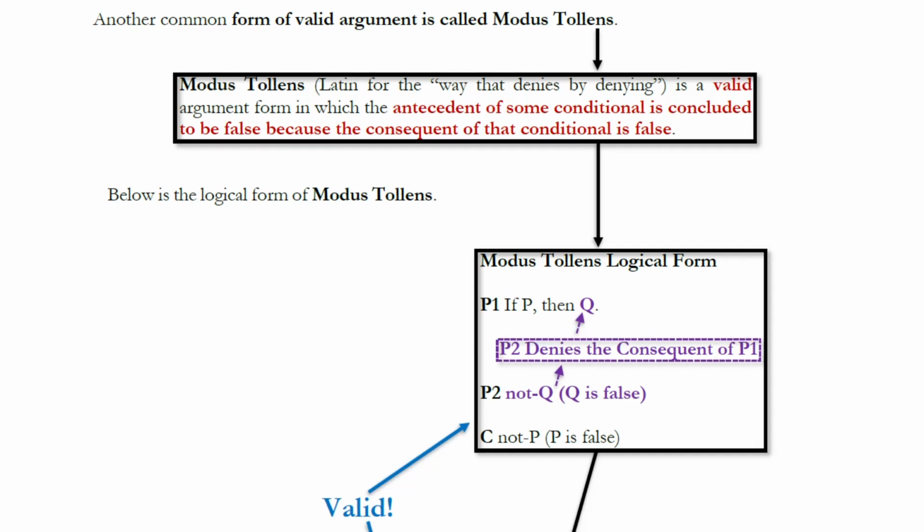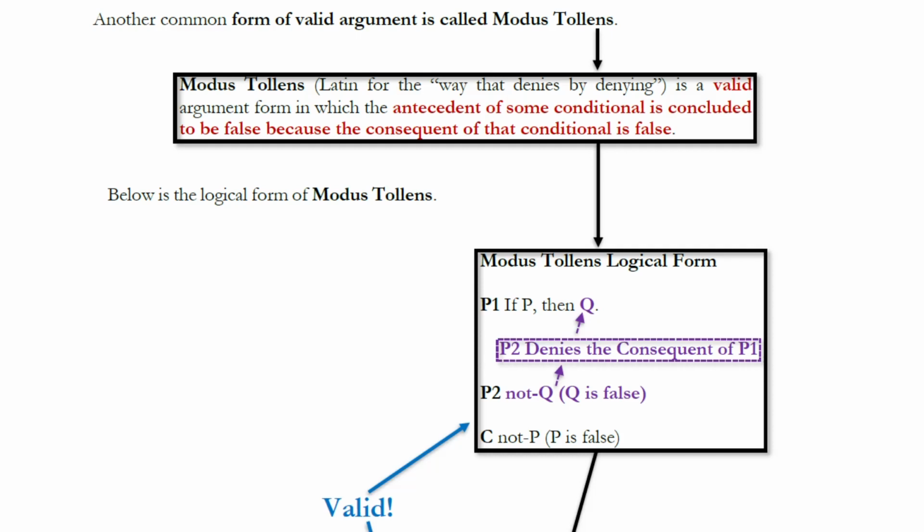Once again, let's consider the logical structure of this form of argument. A modus tollens argument reasons in the following fashion. The first premise tells us that if P is true, then Q is true. Then it is claimed that Q is not true or that Q is false. Importantly, this means that the second premise of the argument is denying the consequent of the original conditional. The second premise holds that the consequent of that conditional is false. And so from this, it is concluded that P is not true or that P is false.